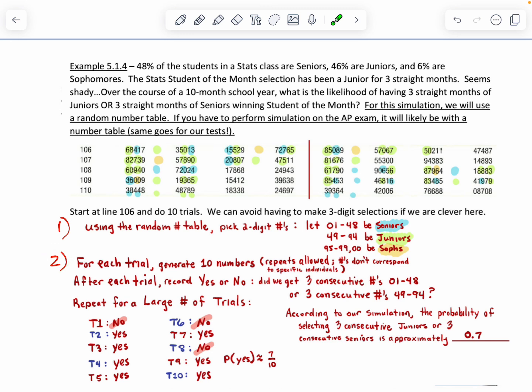What are you actually doing each trial? We're going to generate 10 numbers. And here's something that's very important. Repeats are allowed. And that's because these represent percentages, not specific students. We actually don't know how many students are taking stats. We only have percentage breakdowns. So repeats are allowed because they do not represent specific people. Pay attention to that when I talk about the second example. I'm going to come back to this and explain that a little bit more.